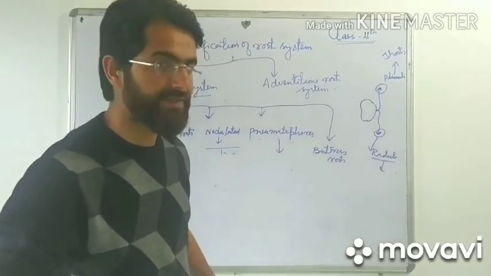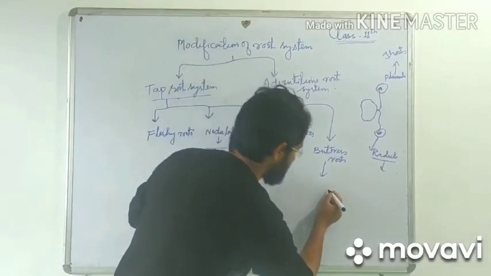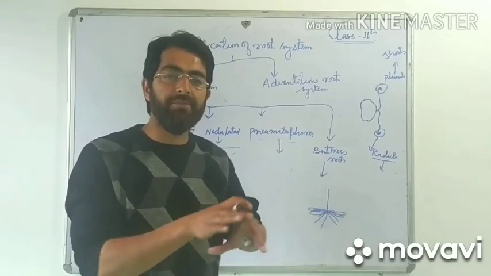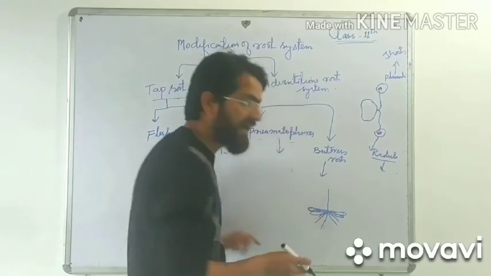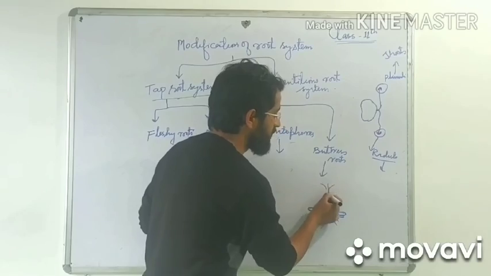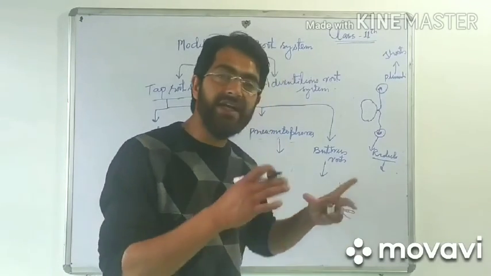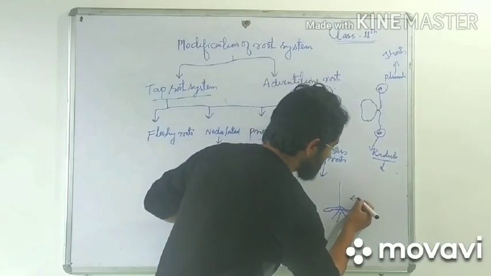Now, buttresses. When roots get modified, move laterally and form plate-like or sheet-like structures that act as cushions to help withstand the plant. These roots provide extra support to the plant. Example is rubber.